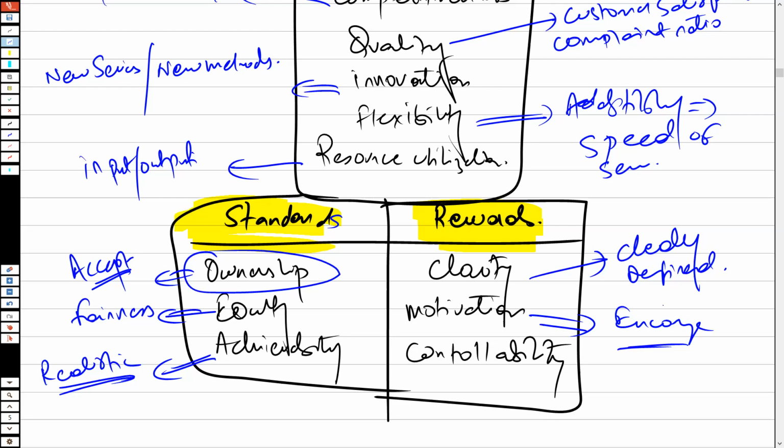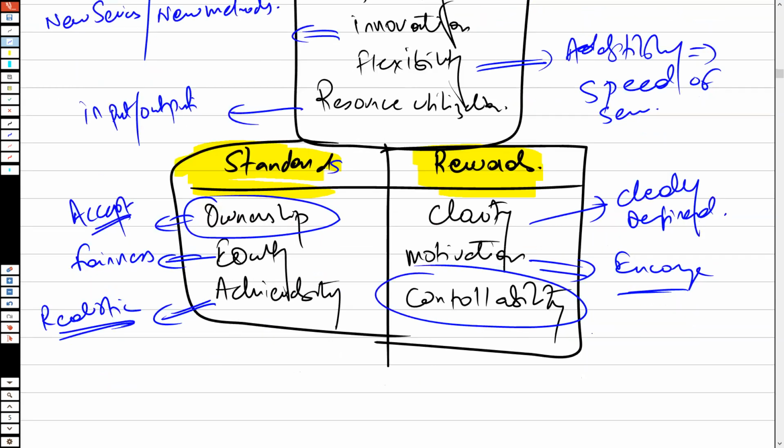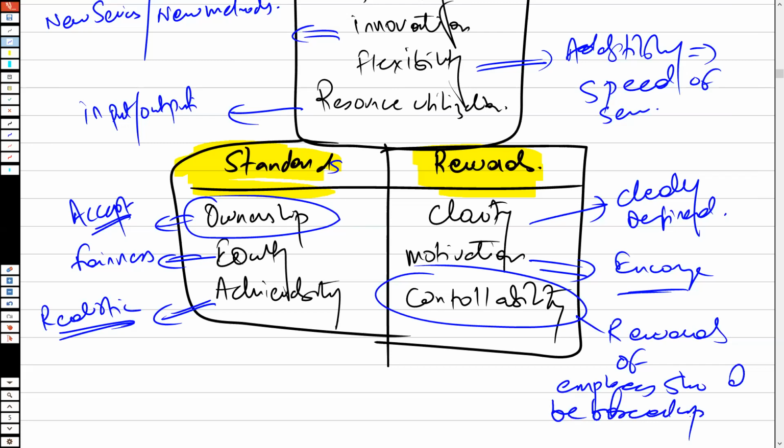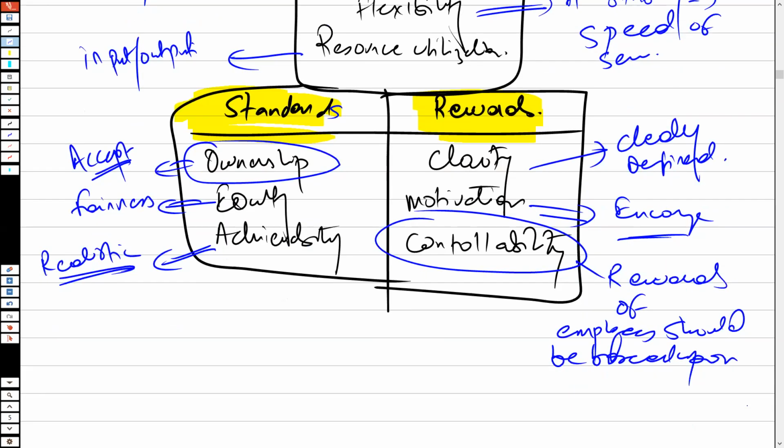And lastly, there is controllability. Controllability means that the rewards of the employees should be based upon controllable factors.